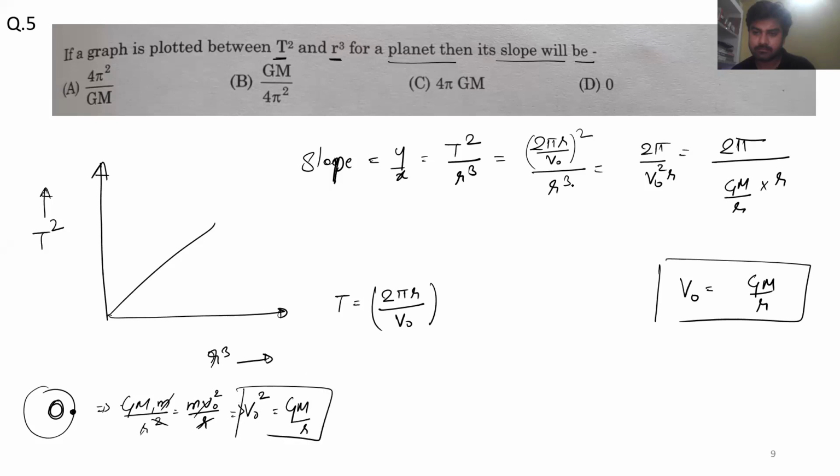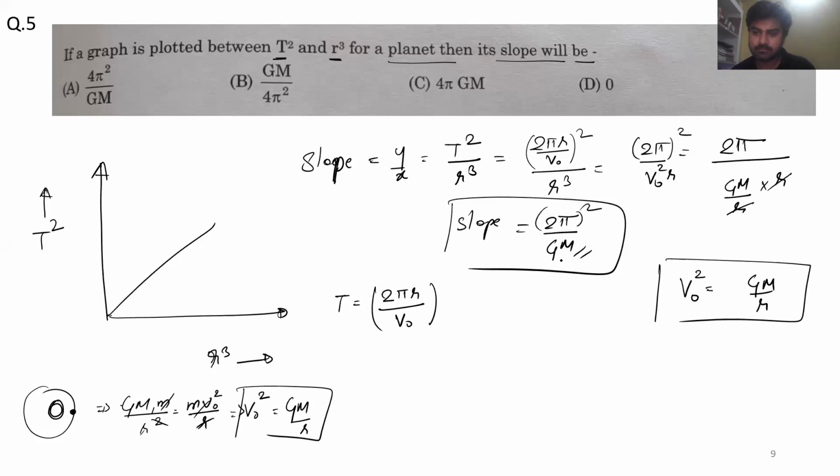So here also v naught square is there, 2 pi r by v naught square, right? So it will be gm by r. When you cancel this, r gets cancelled out, and finally you get 2 pi by gm. This is the slope. Okay, I have missed the square. 2 pi square by gm, which is option A.